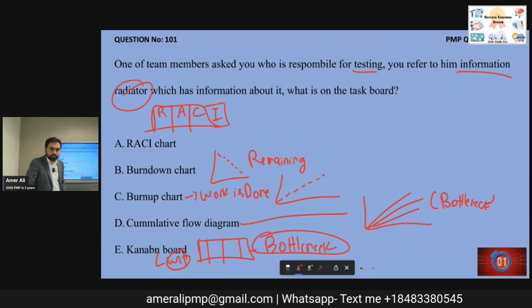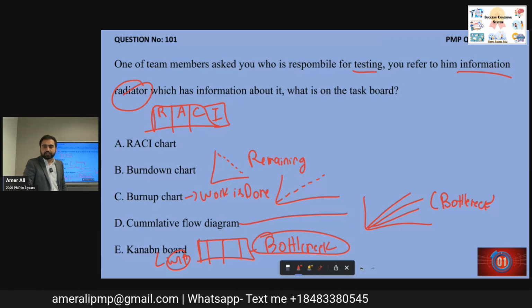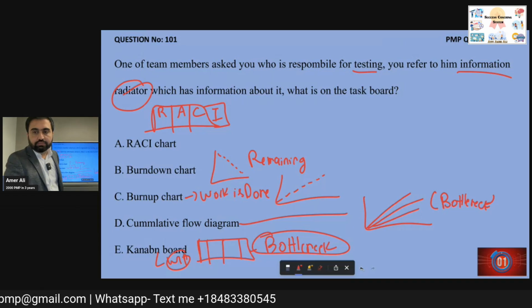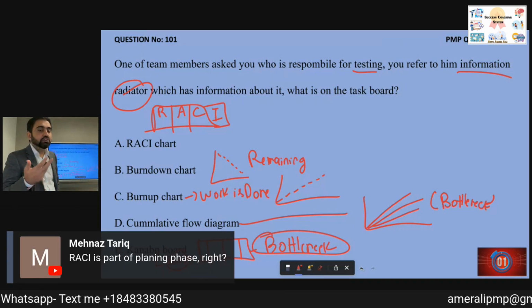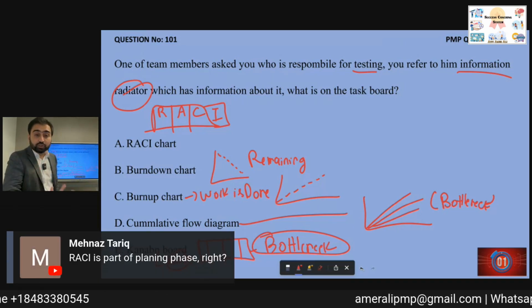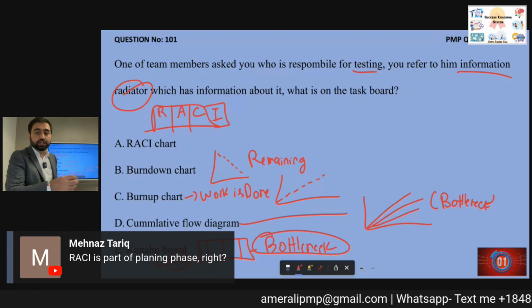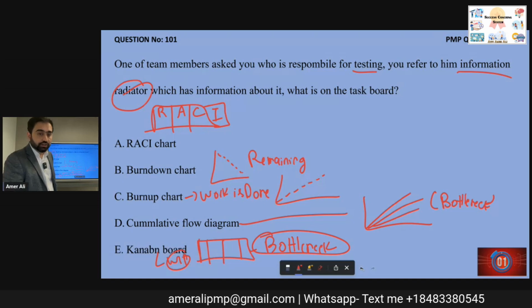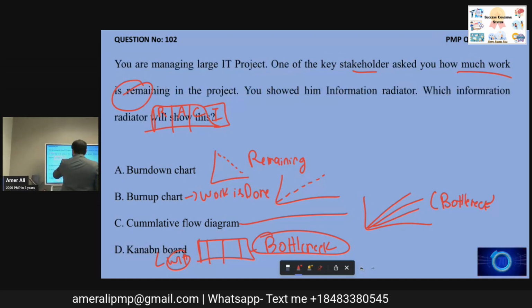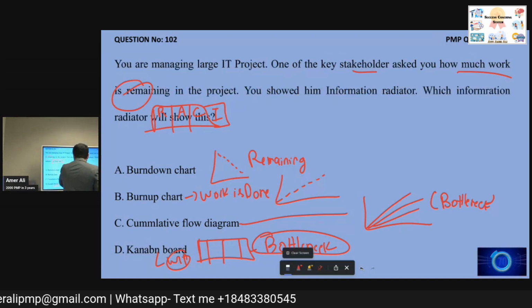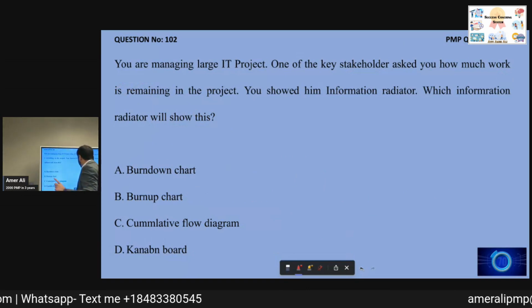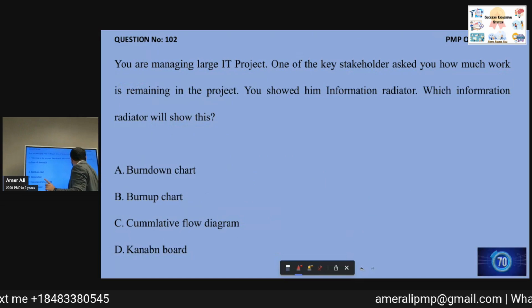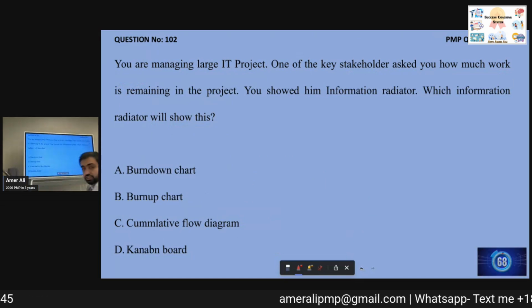Yes, RACI is actually part of, as Menaz asked, is RACI part of the planning phase? RACI is even part of the resource planning plan. It is an amendment to that. It is an addition to that. Okay, thank you Menaz for asking the question. Now, since you have that information radiator information, you will be able to solve even this question.